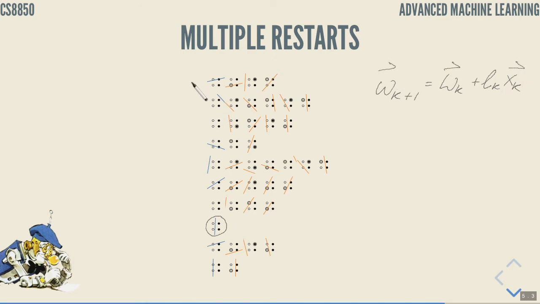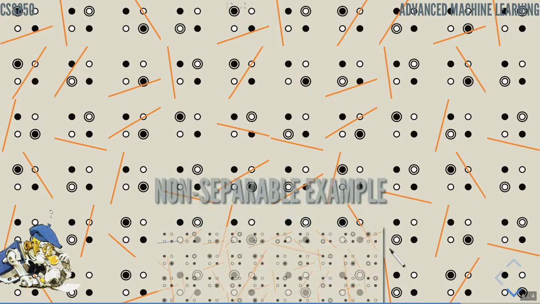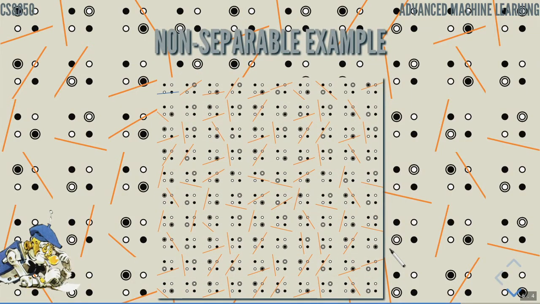So those are different runs for exactly the same problem. Depending on the random initialization, the number of steps the algorithm takes varies, but it surely converges to a solution. Okay, what happens if the case is non-separable?